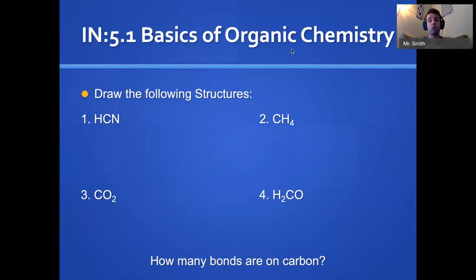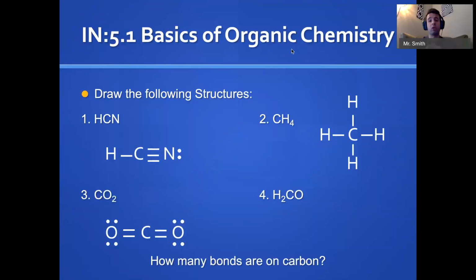Normally, if this was a normal year, I'd ask you to draw the structures. I'm just going to do that for you right here. What I want you to take a look at is, in each of these correctly drawn Lewis dot structures, how many bonds are there coming off of carbon? That's the question.